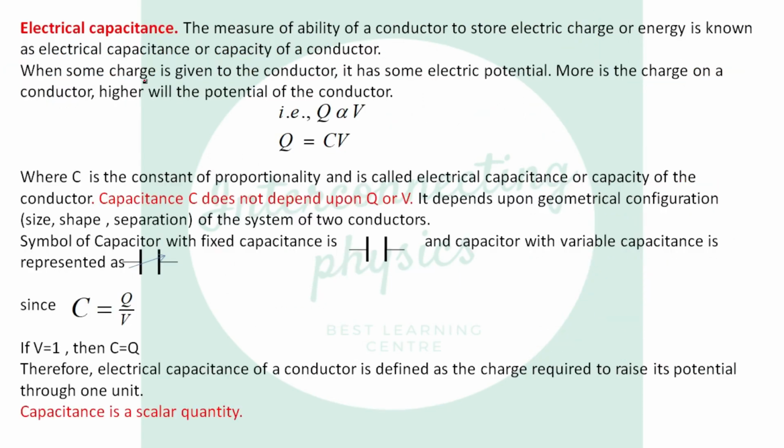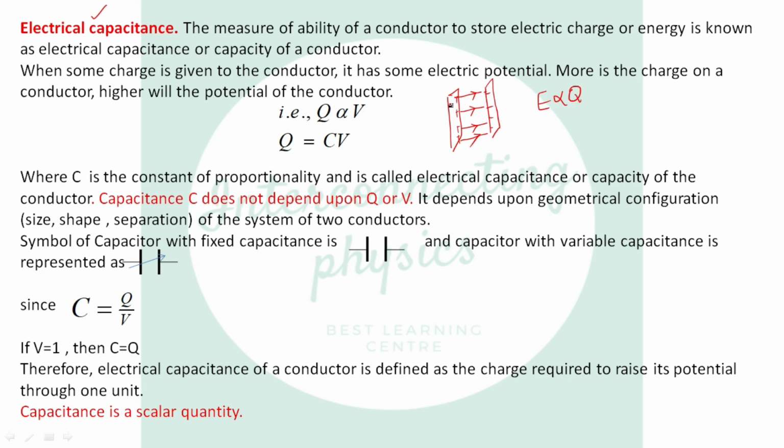Now what is electrical capacitance? You see, Q is directly proportional to V, because in the case of two parallel plates, when positive and negative charge are developed on the opposite plates, an electric field is generated in the gap between the conductors. And the electric field is directly proportional to the charge.